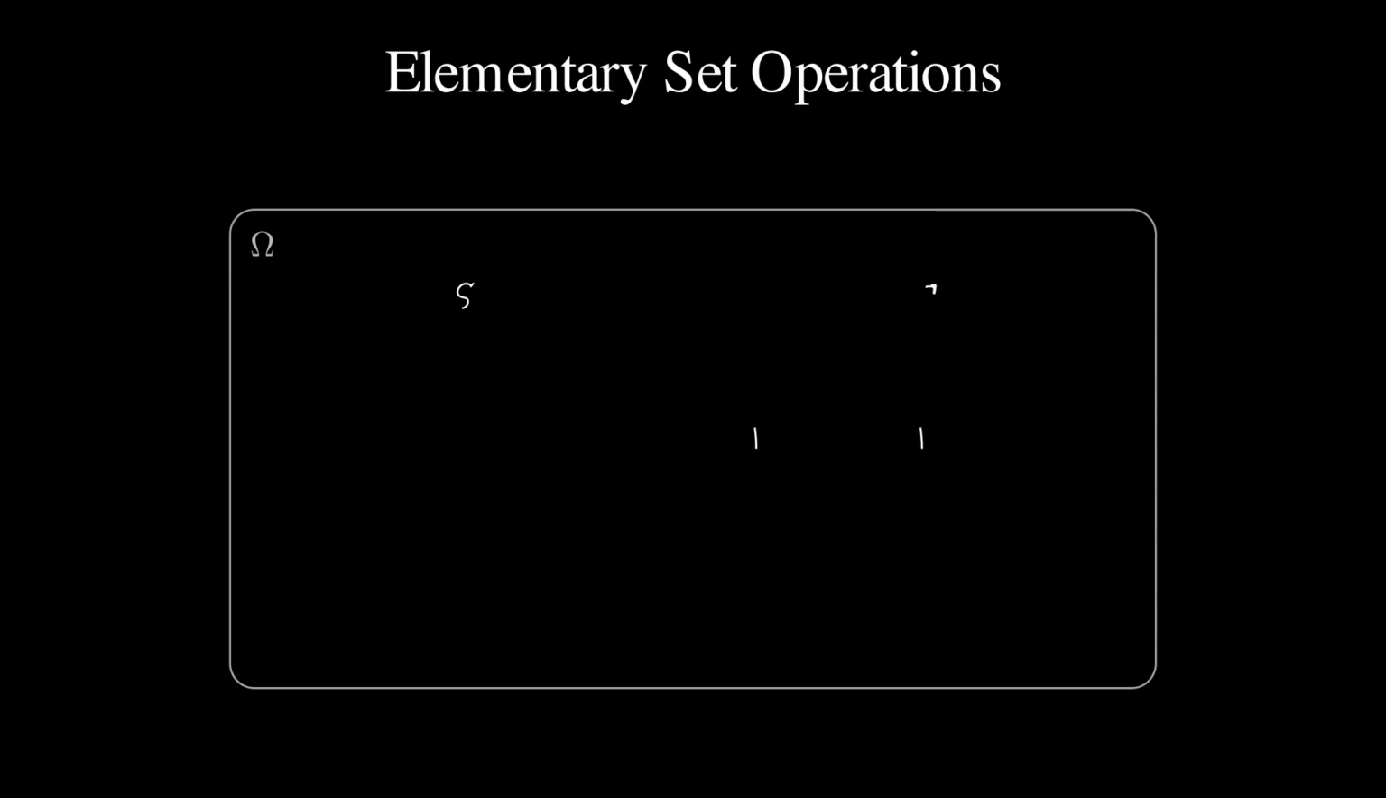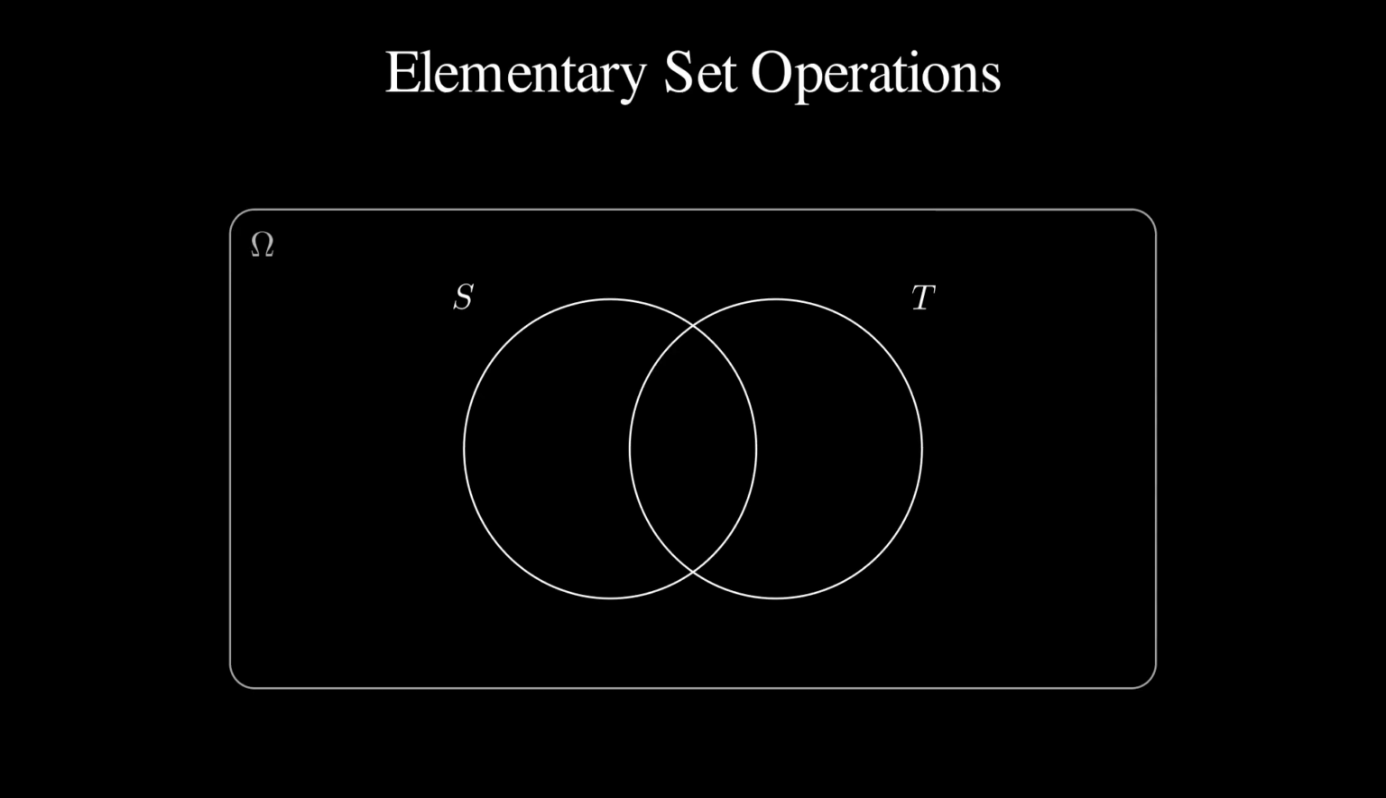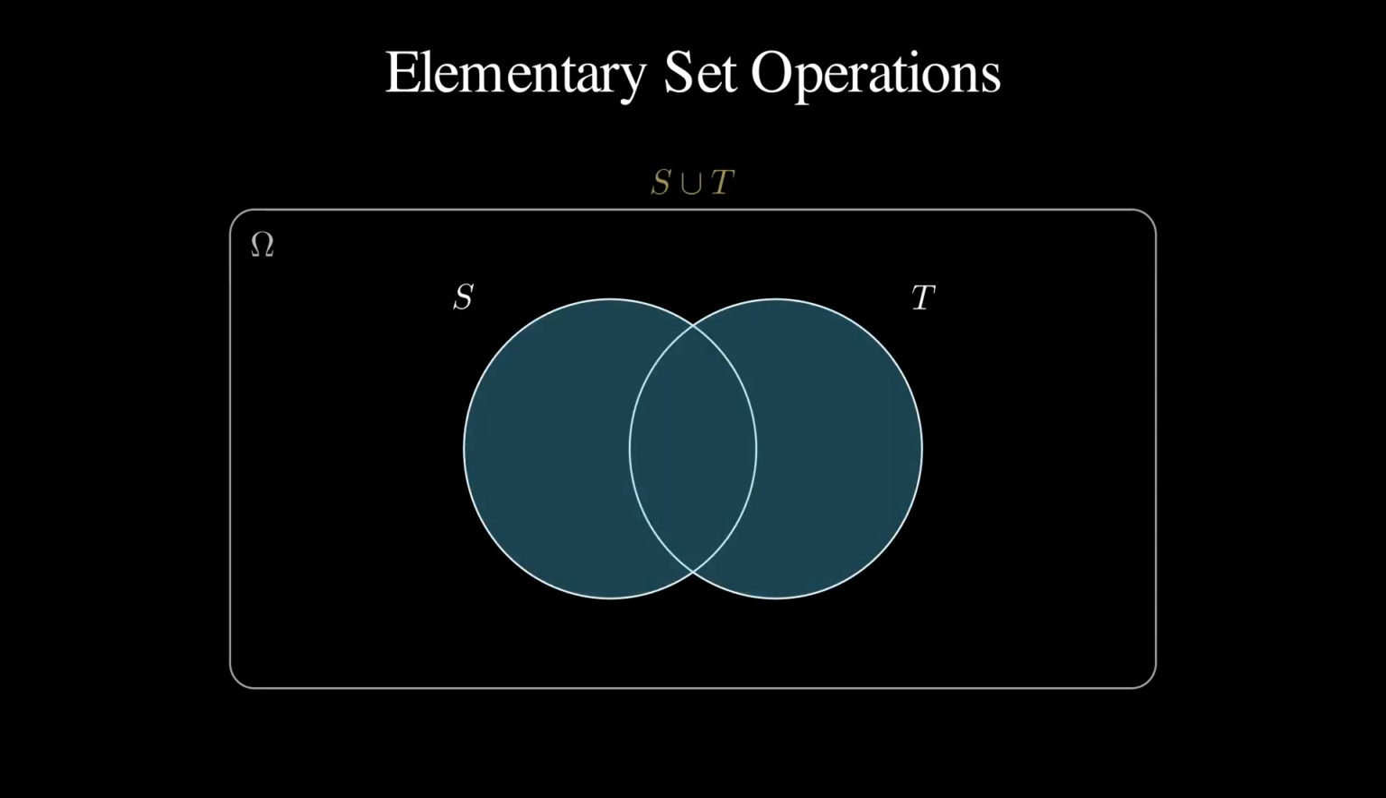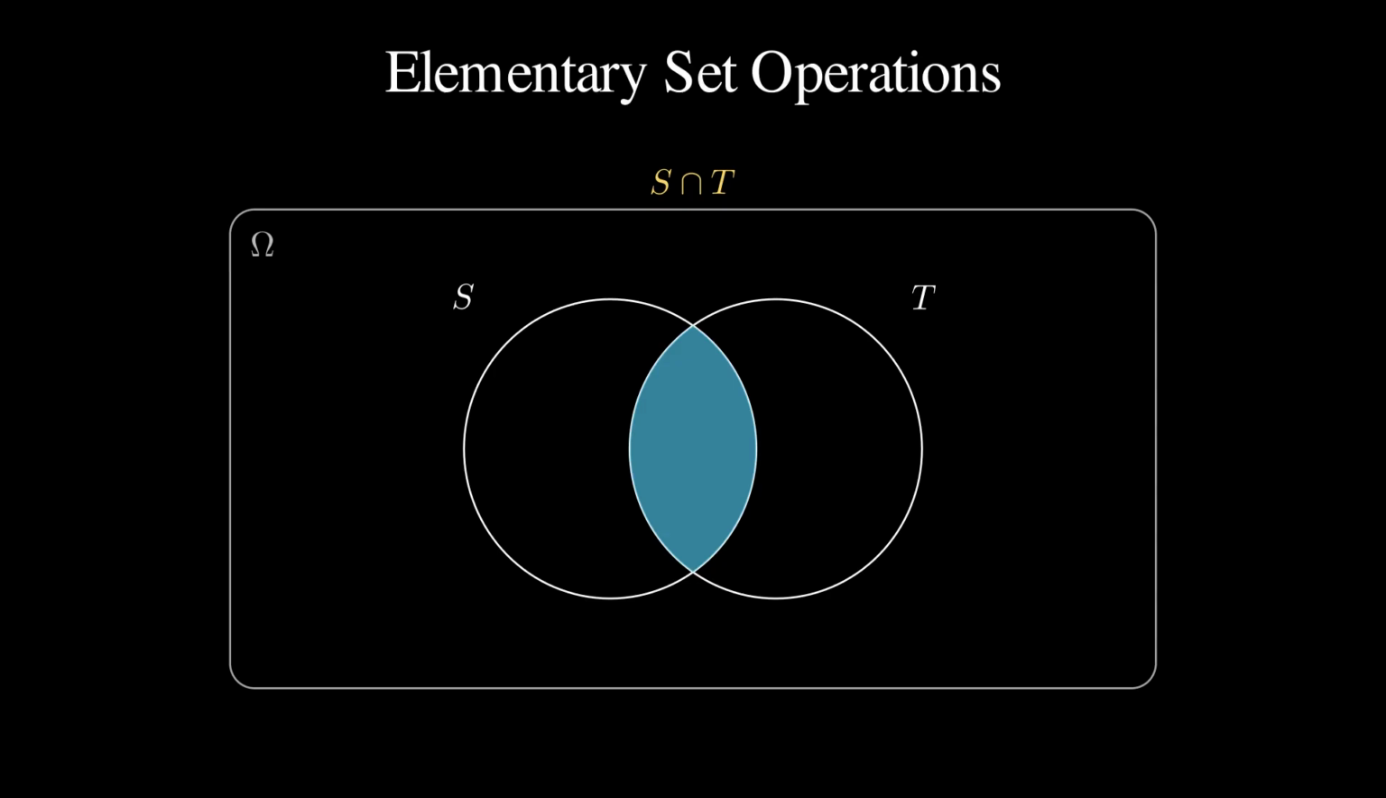Now we combine sets. Throughout, picture two overlapping circles, S on the left and T on the right, sitting inside omega. The union of S and T is everything that lies in S or in T or in both. We shade both circles completely. The union holds anything caught by either one. The intersection is stricter. Only the elements that lie in S and in T at the same time. That is the overlapping lens in the middle and nothing else.